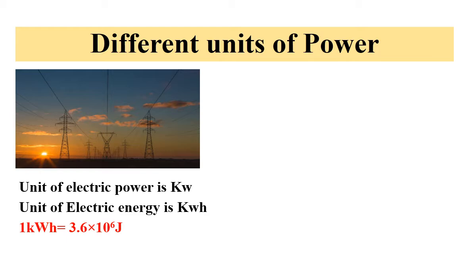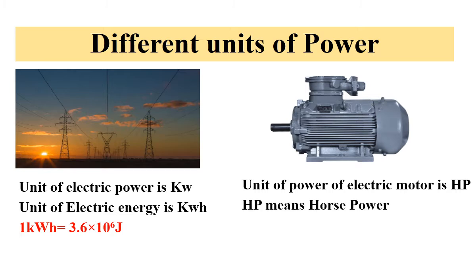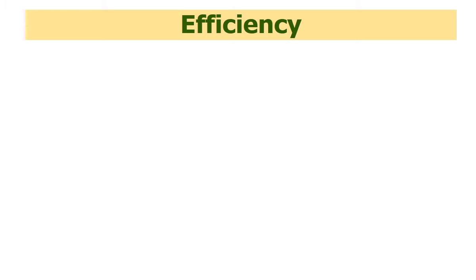Let's have a look at another unit of power. You can see an electric motor. What is the power of an electric motor? It is HP. Yes, HP means horsepower, and we know 1 horsepower equals 746 watt. These are the units of power.